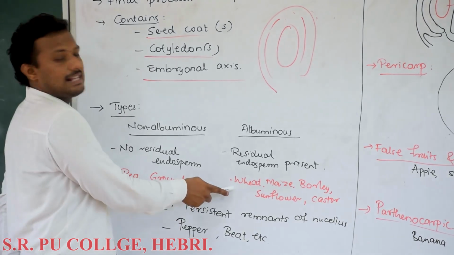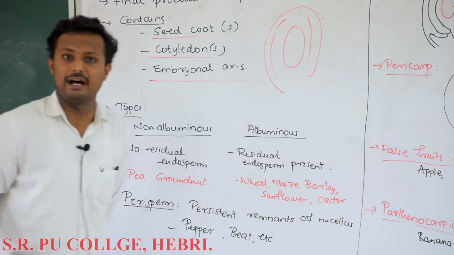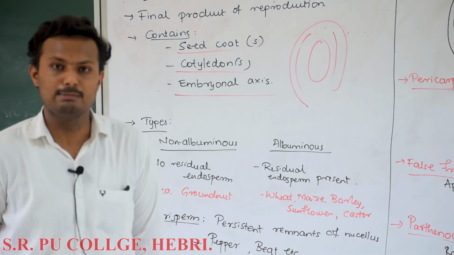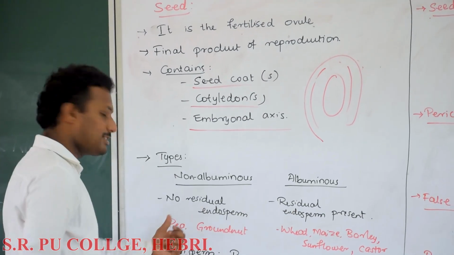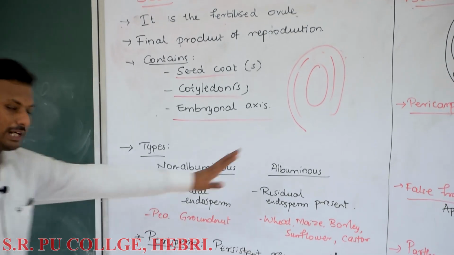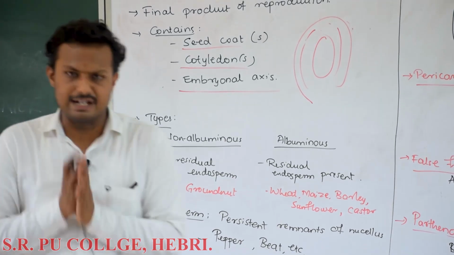Whereas you can see the examples such as wheat, maize, barley, sunflower, castor. In these cases, these are the albuminous seeds where residual endosperm is still present. Here it is not present, here it still remains, right? And these are called albuminous seeds. And there are certain seeds.